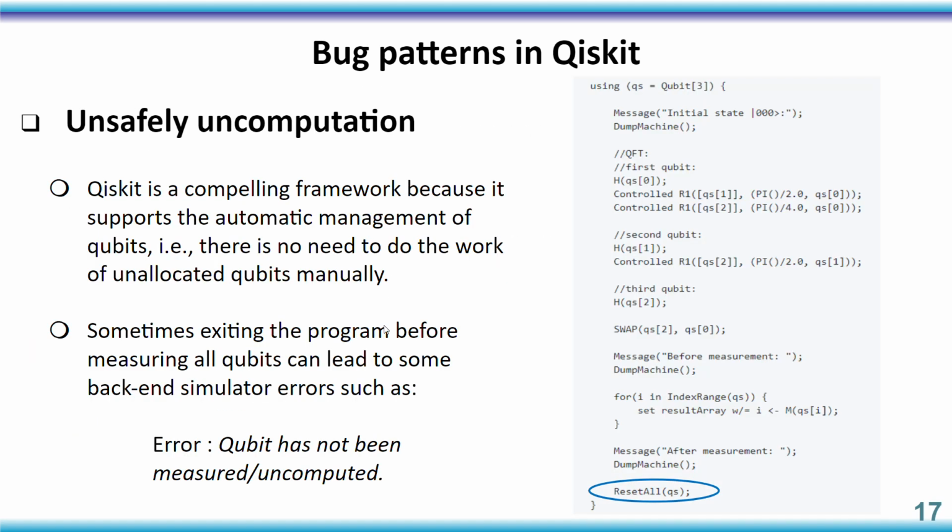And the last pattern is unsafe uncomputation. Qiskit is a compelling framework because it supports the automatic management of qubits, so there is no need to do the work of uncomputing qubits manually. However, as different programming languages such as Q# have their own implementations, which can lead to exceptions in different backends and the need to manually uncompute qubits. Considering the commonality of bug patterns, we need to include this pattern in the scope of our present study.